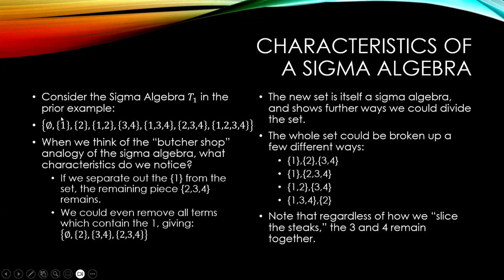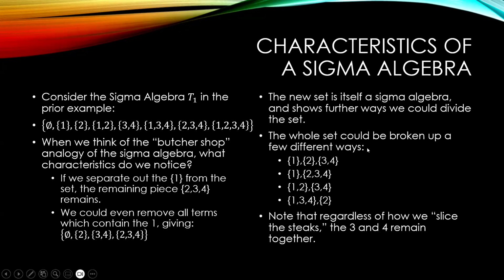Well, if we separate out the 1 from the set, the remaining piece, {2, 3, 4}, remains. In fact, we could remove the 1 completely from the set. If we removed every single term that had a 1, that would mean getting rid of {1}, {1, 2}, {1, 3, 4}, and {1, 2, 3, 4}. Then we'd be left with the empty set, {2}, {3, 4}, and {2, 3, 4}. This new set is itself a sigma algebra.